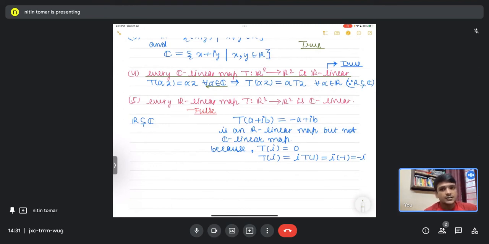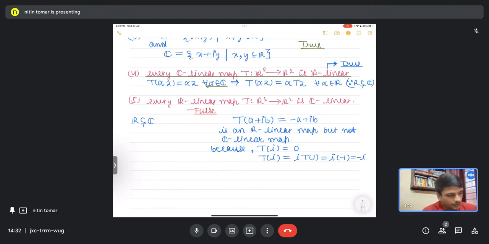Now the fifth question is the converse: whether every R linear map is a C linear map. Intuitively, it should be clear that the answer must be no. Why? Because R is a strict subset of the complex plane. If you are able to pull some scalars from the smaller set, it does not mean that you will be able to pull scalars from the bigger set.